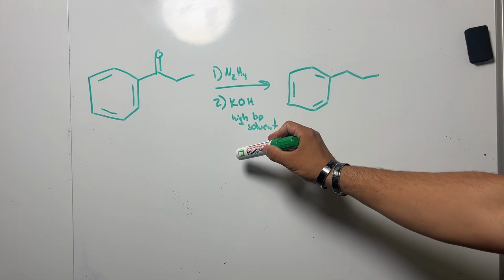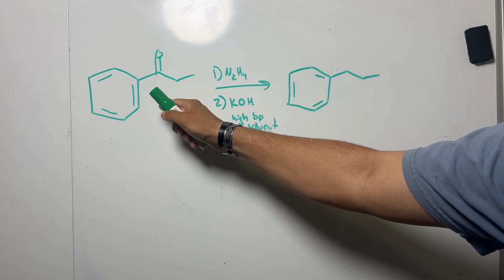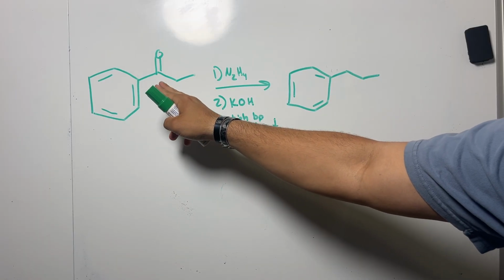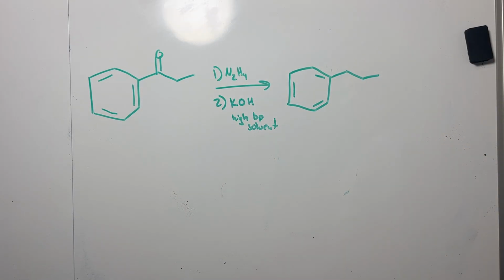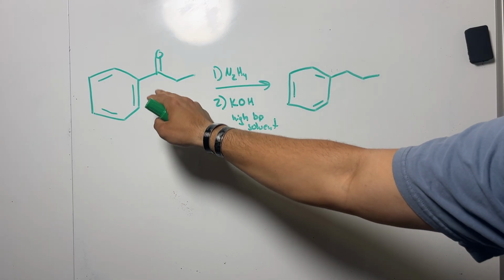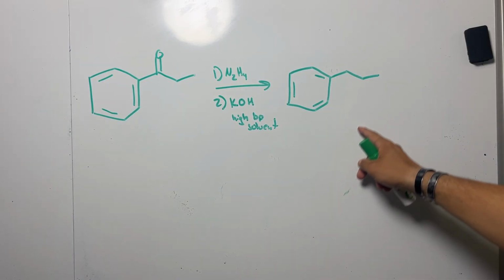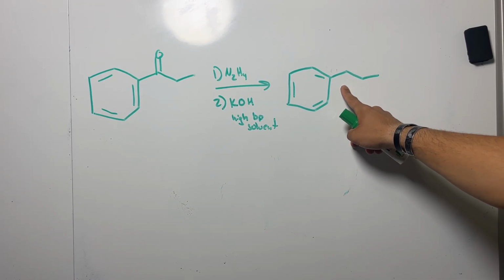This reaction right here is known as the Wolff-Kishner reaction or the Wolff-Kishner reduction because it reduces ketones and aldehydes to alkanes. And where it really shines is reducing acyl benzenes like this right here, where you can imagine we did a Friedel-Crafts acylation, and then reduce it to the corresponding n-alkylated benzene.